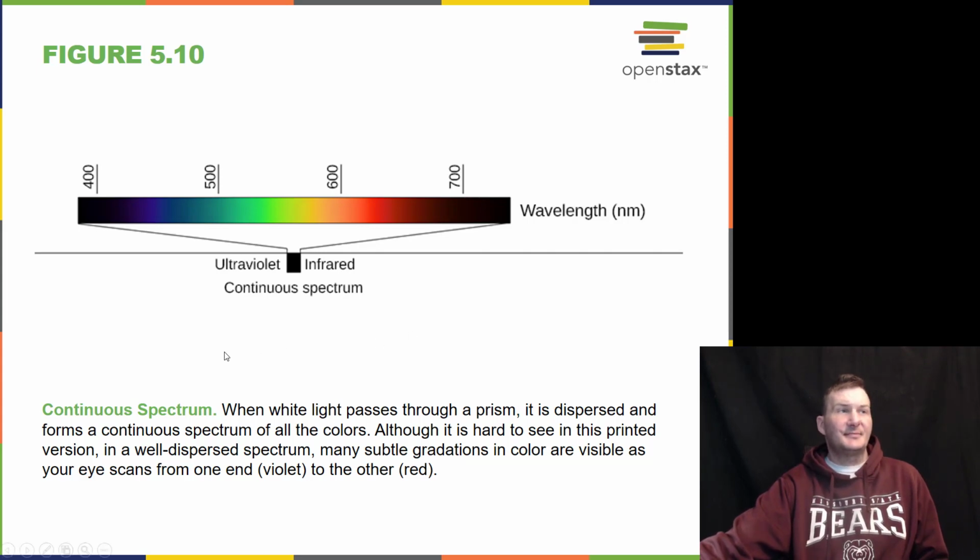So let's take a look at spectra. A continuous spectrum looks like a rainbow. It goes all the way from the ultraviolet to the infrared with the visible in between, and this is a continuous spectrum.